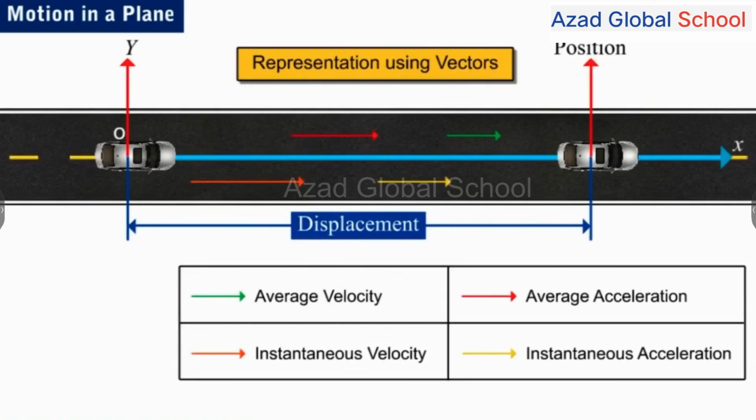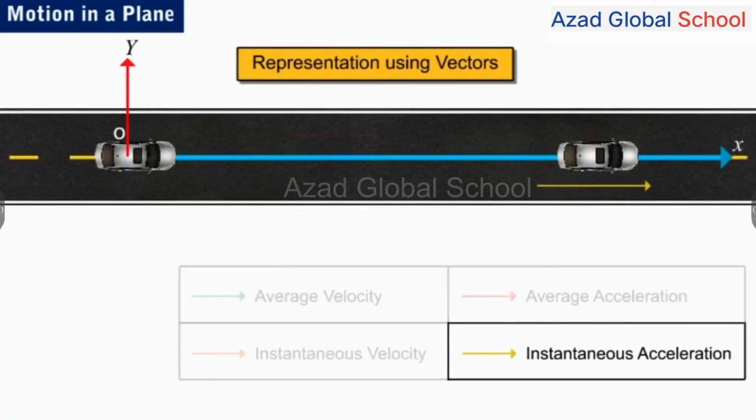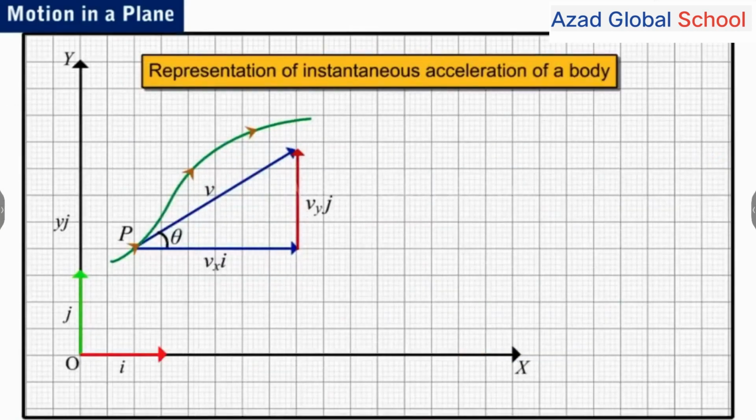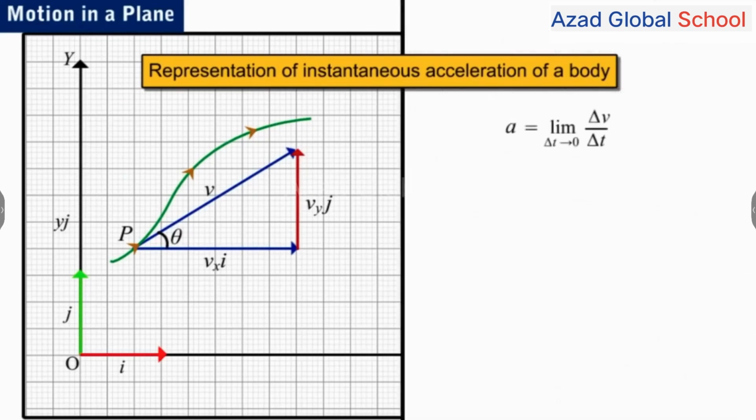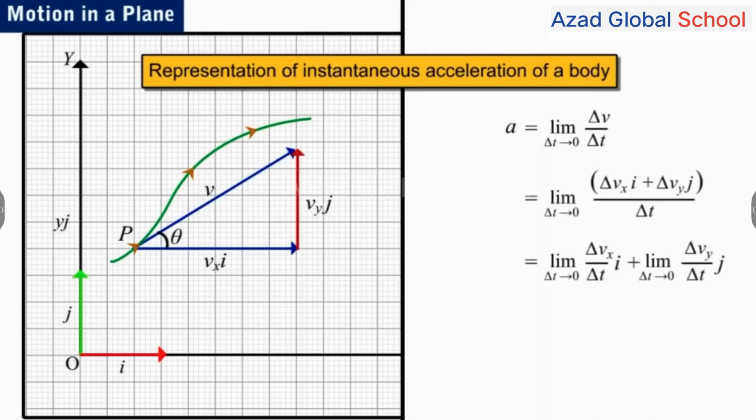Finally, let's discuss the representation of instantaneous acceleration of a body using vectors. Consider a body moving in the xy plane. The instantaneous acceleration or acceleration is the limiting value of the average acceleration as delta t approaches 0. On simplification and substitution, we get a is equal to ax i plus ay j. We can understand this limiting process by using graphs showing the motion of the body.